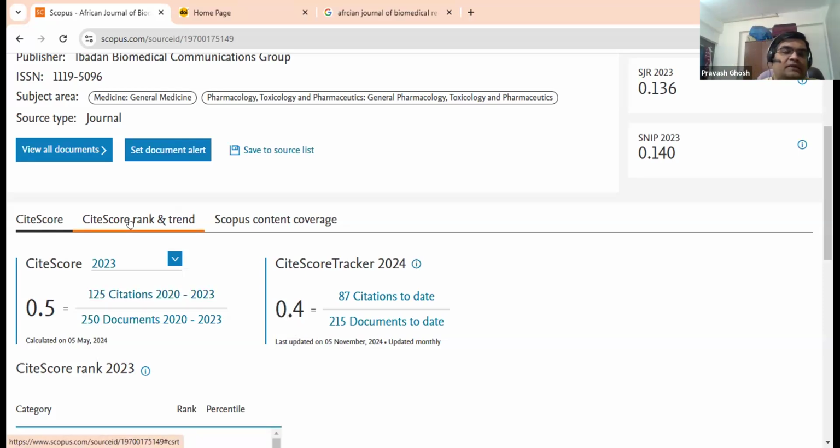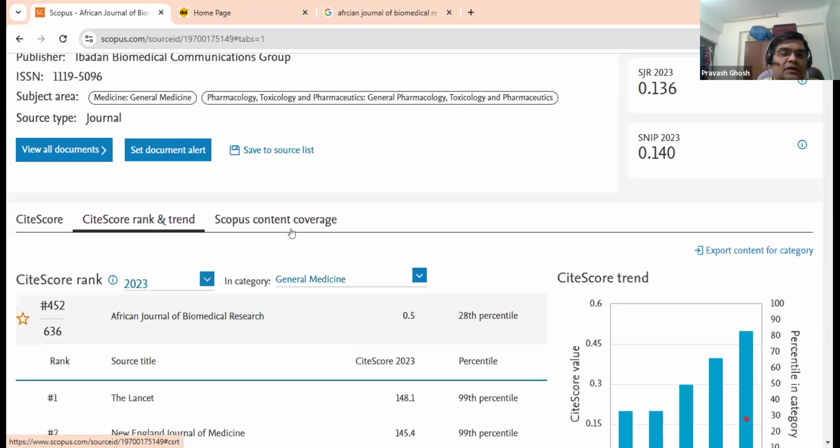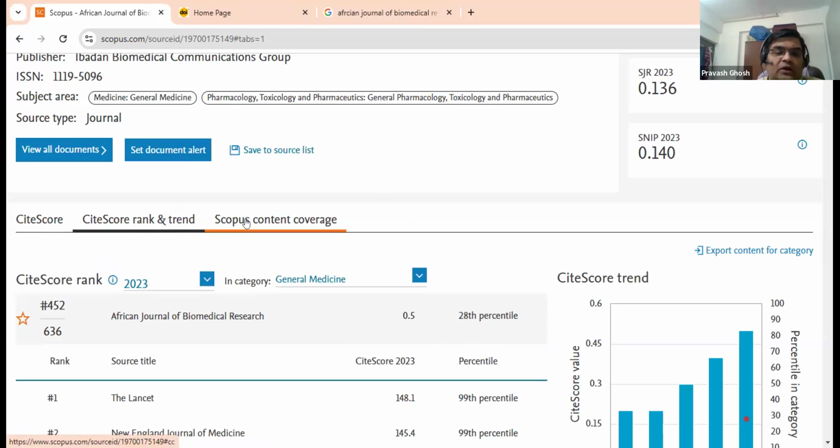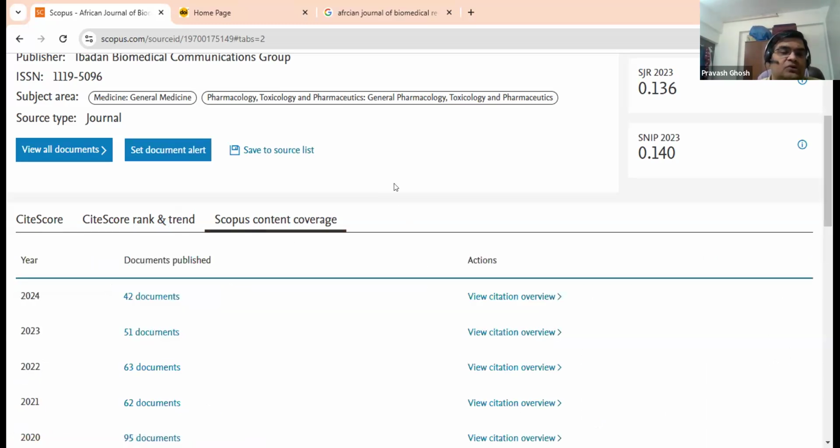Number 2, let us see the rank of the journal. The rank is 28, Q3. It's a Q3 journal, so not so good. But Scopus content coverage, you must see this also. And we'll go to the actual journal website and see the Scopus content coverage, whether it is matching or not.